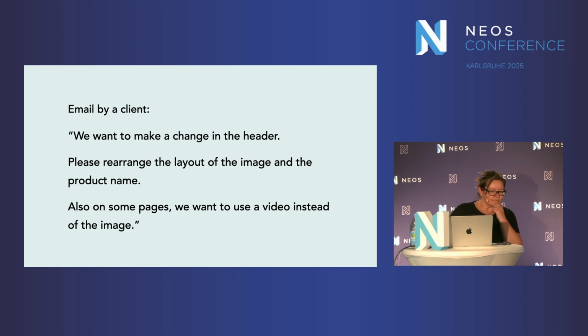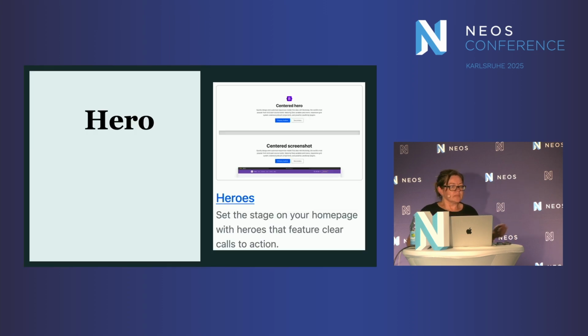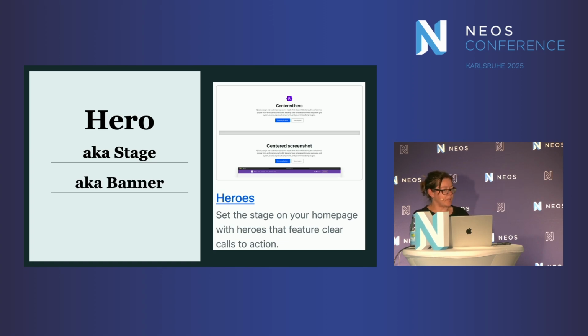And it dawns on you, the client is not talking about this upper bar on a website that has the main navigation, often a search, and is the same on all pages. No, they are talking about the part below, typical on home pages and landing pages, and a part that has many names. That is an example from Bootstrap, and Bootstrap calls it the hero, or heroes. All right, they set the stage on your homepage that feature a clear call to action. Now, in our company, we call it the stage. And you can also see it very often that it's called the banner.